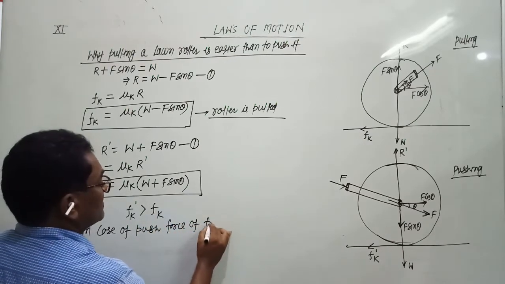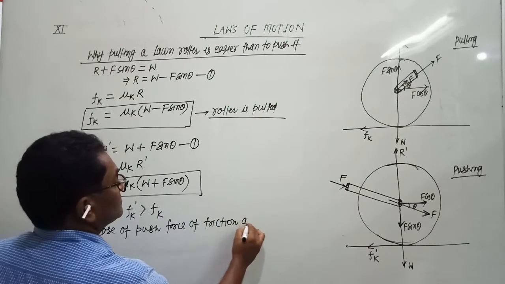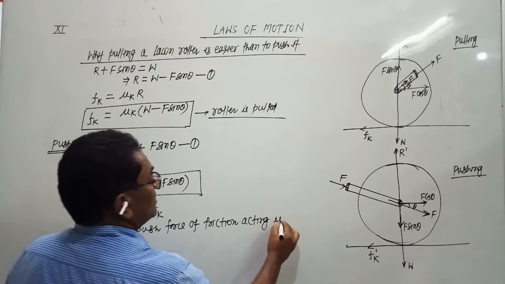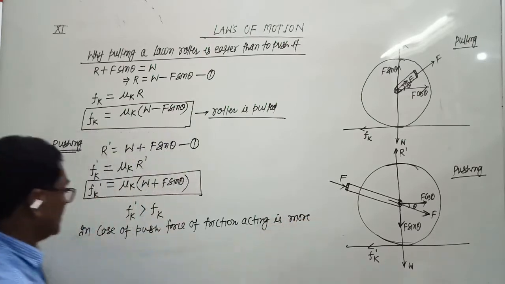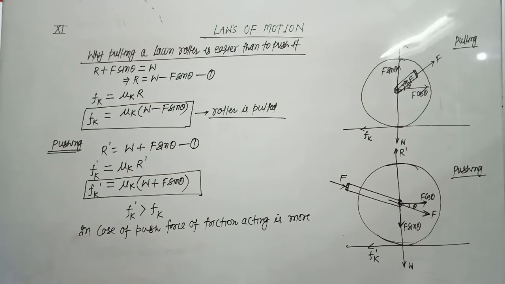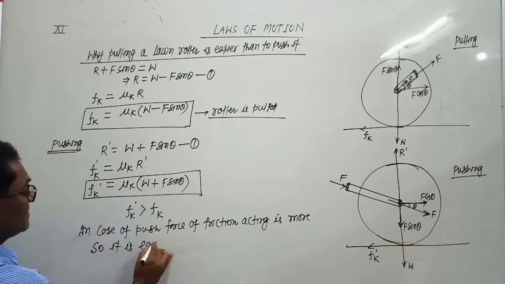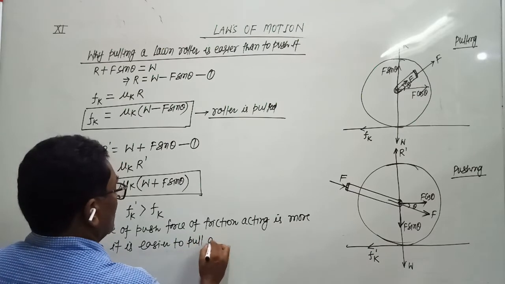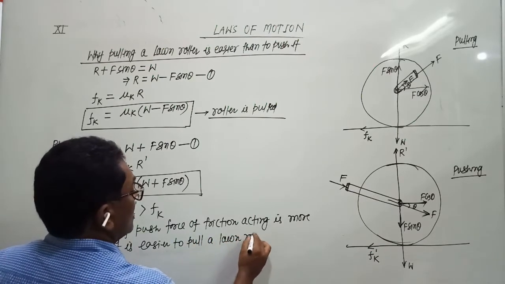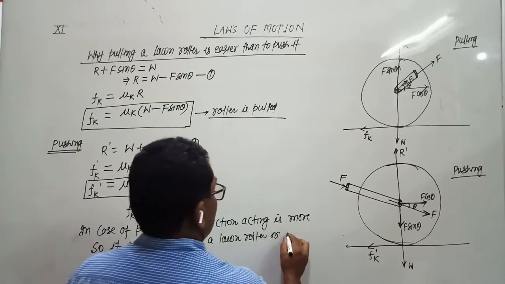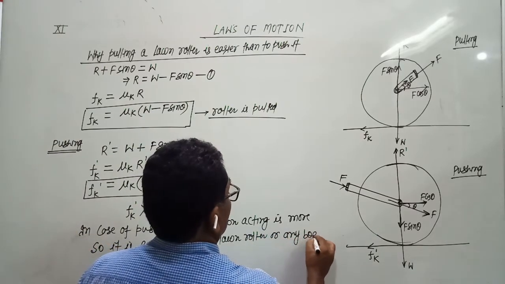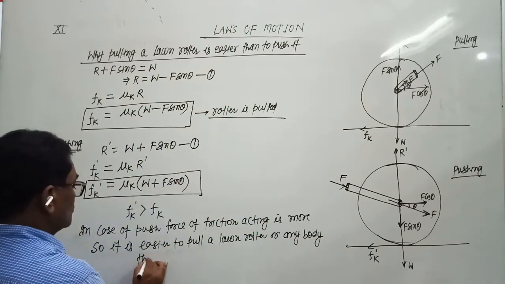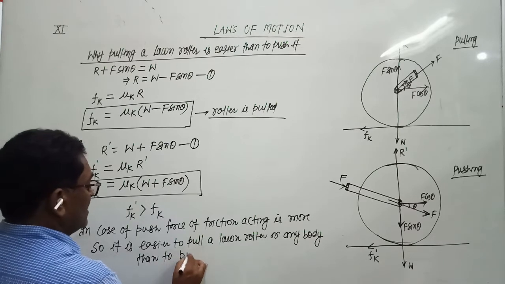In case of push, the force of friction acting is more, so it is easier to pull a lawn roller or any body than to push it.